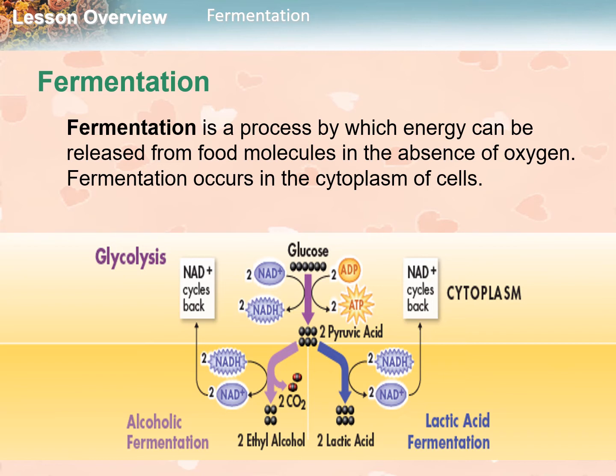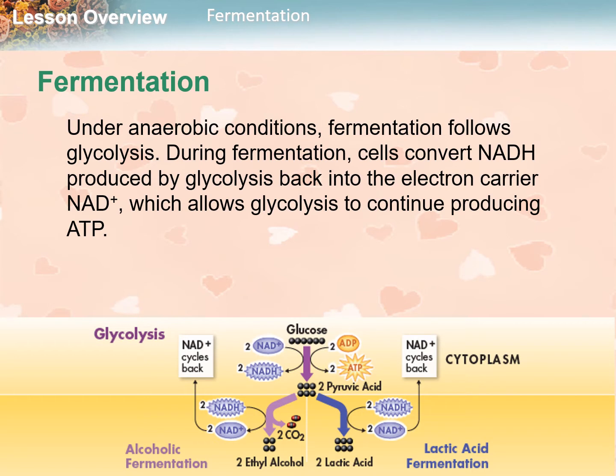So what is fermentation? Fermentation is a process by which energy can be released from food molecules in the absence of oxygen. So again, this releases the energy from the food molecules by producing ATP. Fermentation occurs in the cytoplasm of the cells, just like glycolysis. Under anaerobic conditions, anaerobic meaning it does not require oxygen, fermentation follows glycolysis, as you can see from the figure. Here, glycolysis first, and then after that, you have the alcoholic fermentation or the lactic fermentation.